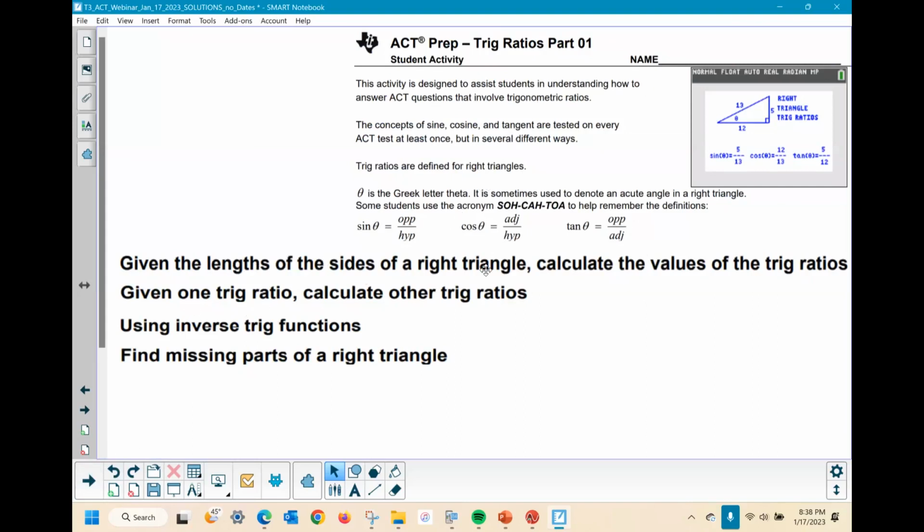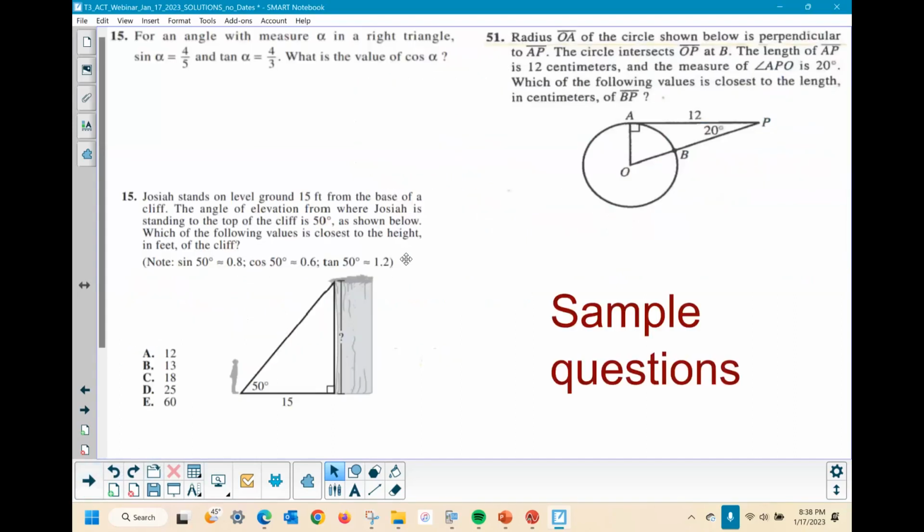Given the lengths of the sides of a right triangle, calculate the values of the trig ratios. Given one trig ratio, calculate other ones. Use the inverse trig functions to find missing parts of a right triangle. Those all come from trig ratios. And here are 3 sample problems that we're not going to do. I just want you to see what they are.